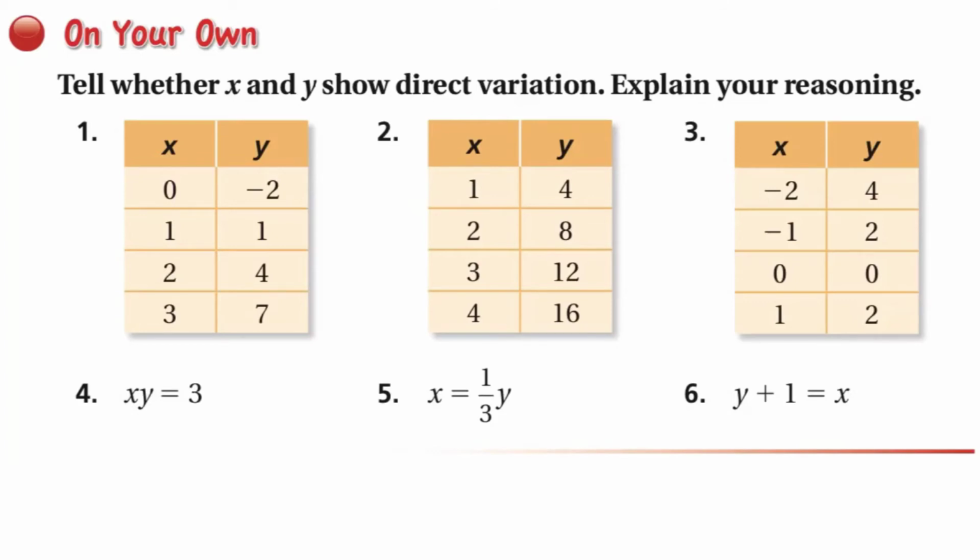For 4, 5, and 6, you're supposed to put those equations in y equals and then see what you get on the other end. You're hoping for a y equals kx form. If you don't get a y equals kx form, then no direct variation. So give these a try.